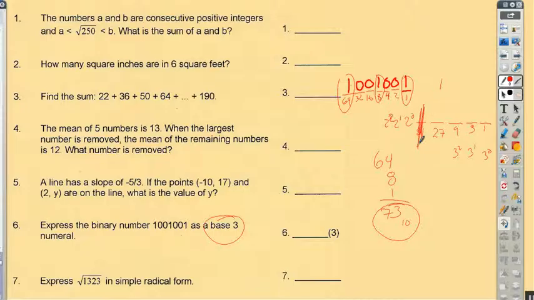So how many groups of 27 do I have in 73? The answer is 2, because I don't have 3 groups. 2 times 27 is 54. So I subtract, and I have 19 remaining. How many groups of 9 are in 19? 2. And 2 times 9 is 18. So I get 1. How many groups of 3 are in 1? That would be a big fat 0. How many groups of 1 are in 1? 1. So my final answer is 2,201.